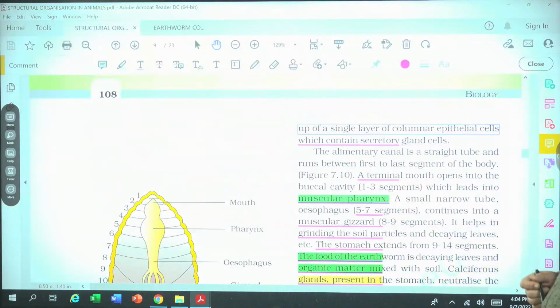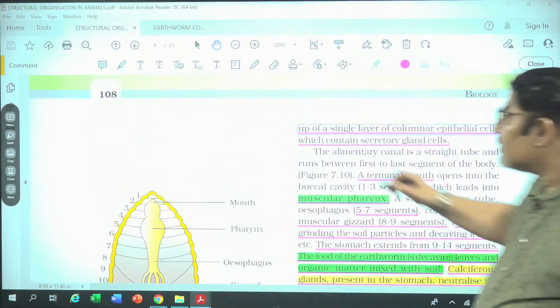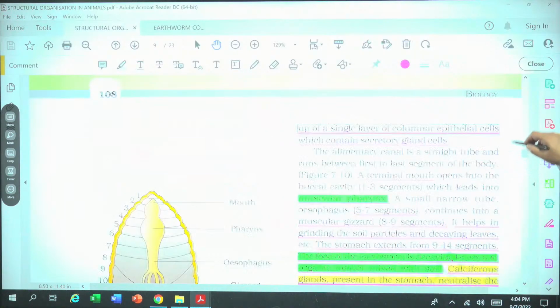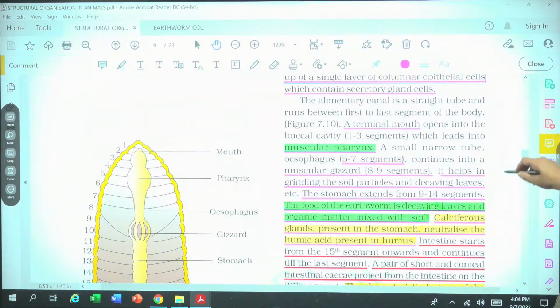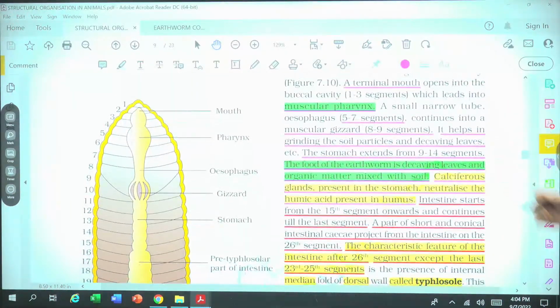The alimentary canal is a straight tube and runs between the first to last segment of the body. A terminal mouth opens into the buccal cavity. The buccal cavity is in the first to third segment, which leads into the muscular pharynx, in the fourth segment. A small narrow tube, the esophagus, in segments 5 to 7, continues into a muscular gizzard, in segments 8 to 9. It helps in grinding the soil particles and decaying leaves. The gizzard is the main grinding mill.